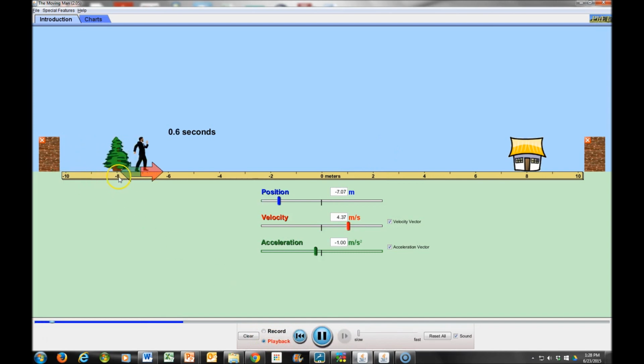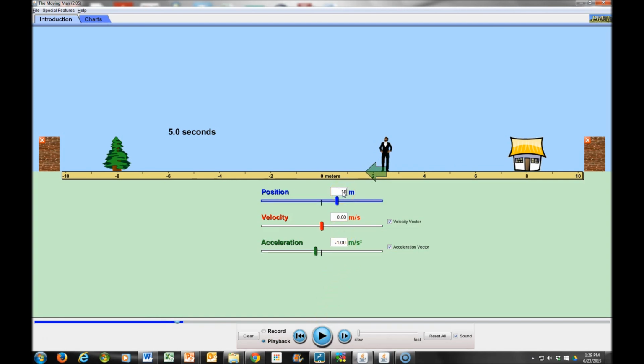So when these are in opposite directions, the guy is slowing down. So we have a positive velocity here and a negative acceleration, and it's causing him to slow down until he eventually reaches 0, right? He's going to stop right there. Let's go ahead and look at case 3.